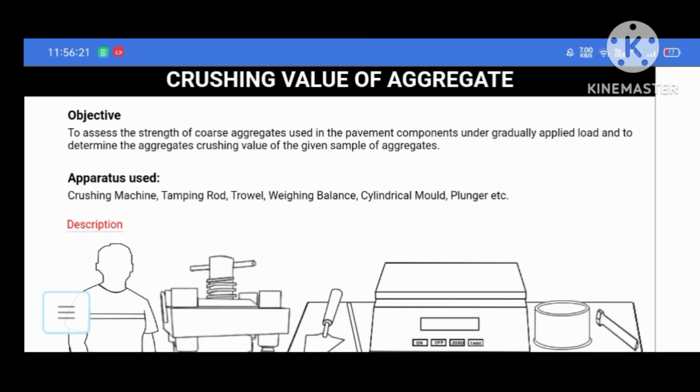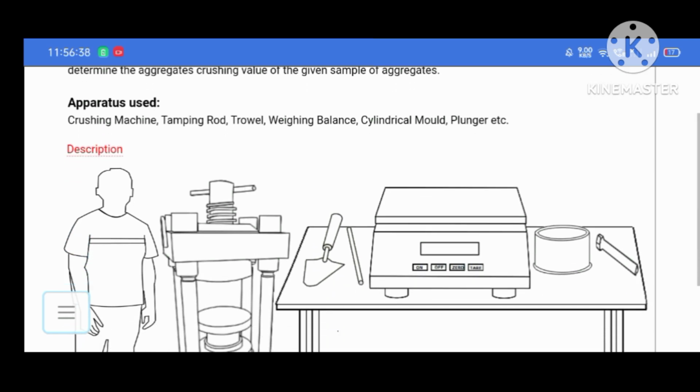Crushing value of aggregate. The aim is to assess the strength of coarse aggregate used in pavement components under gradual applied load, and to determine the aggregate crushing value of the given sample of aggregates. Apparatus used: crushing machine, tamping rod, trowel, weighing balance, cylindrical mold, plunger, etc.